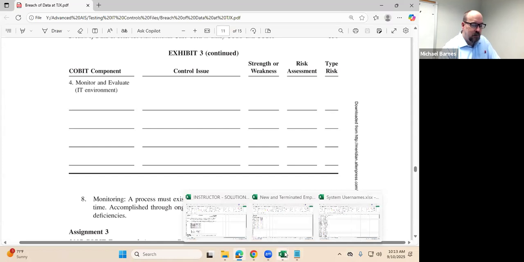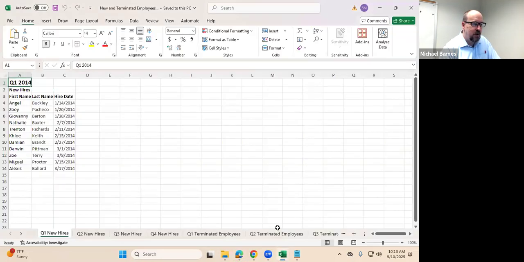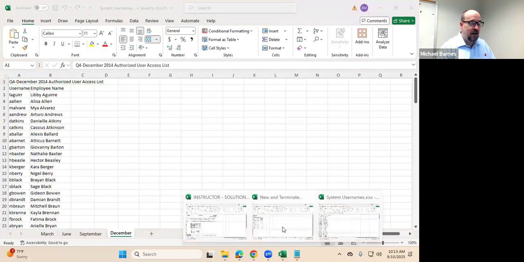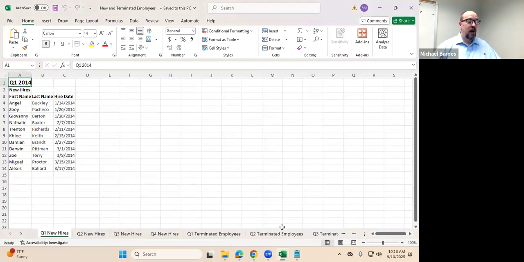So in this particular case, you had to go through a series of new and terminated employees, and you had to match them to system users. The idea being that new employees had to be added to the system in the quarter they were added, and terminated employees had to be removed from the system. And you had to identify if there were any violations or any problems. So did anybody note any problems in here? Did your groups identify any problems, or was everything looking great? There were a few problems, okay?